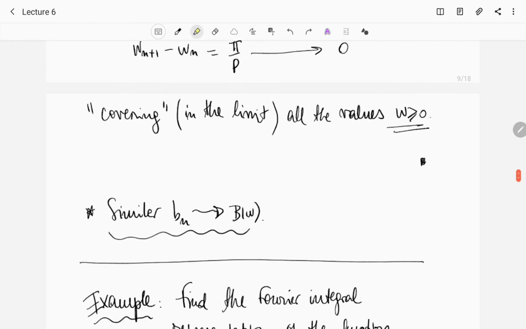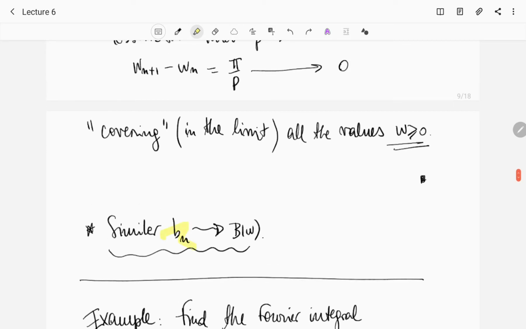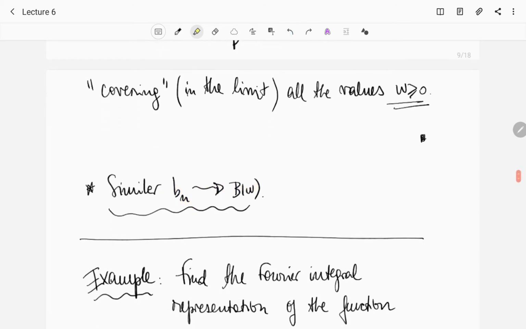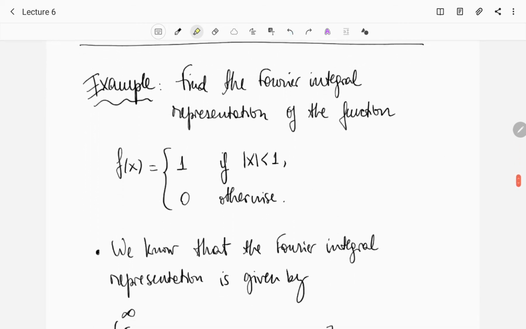And you can imagine that it's similar for Bn. It's exactly the same, but instead of a cosine function, we have a sine function. That was just an idea. Example: find the Fourier integral representation of this function f of x equal to 1 if x is between -1 and 1, and 0 otherwise.